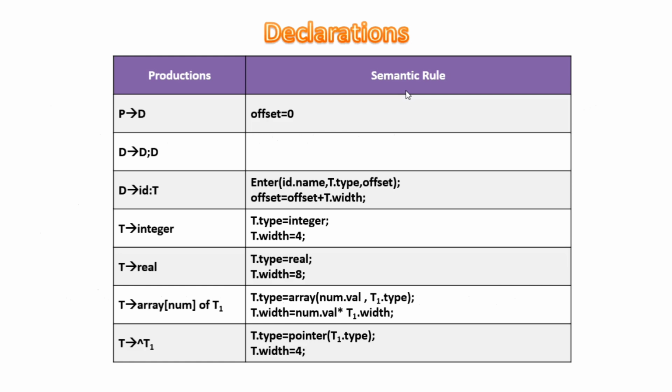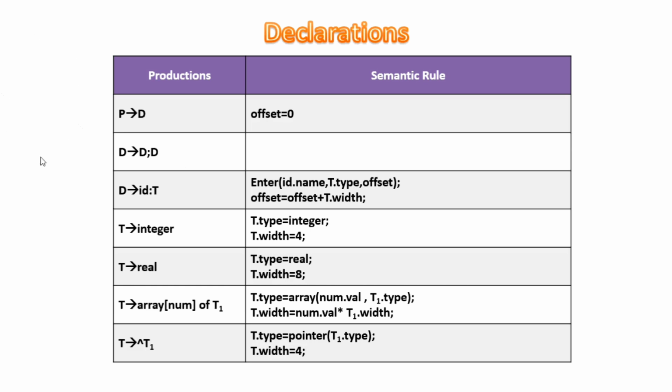Now these are called the grammatical rules or productions associated with the declarations. On the right side we have a semantic rule. Initially, when we have P tends to D, D is called the declaration. Now this declaration initially has a memory location of 0, so that's why it has been mentioned as offset 0. Now you don't have only one declaration; in a program you will have multiple declarations, so that's why D tends to D semicolon D. This production facilitates multiple declarations.